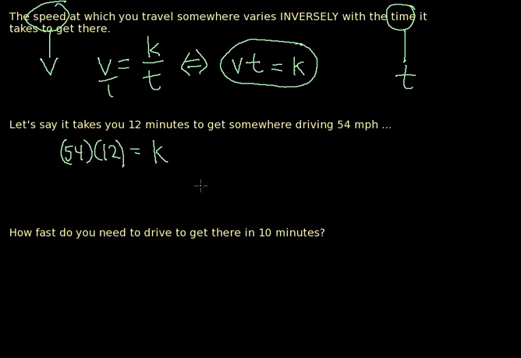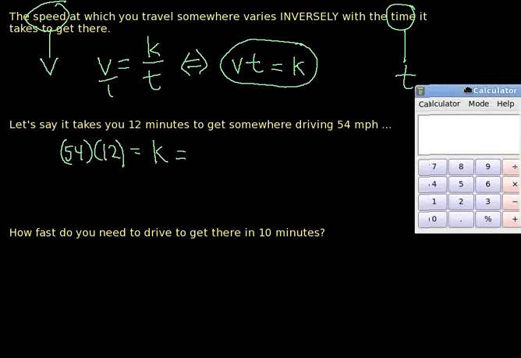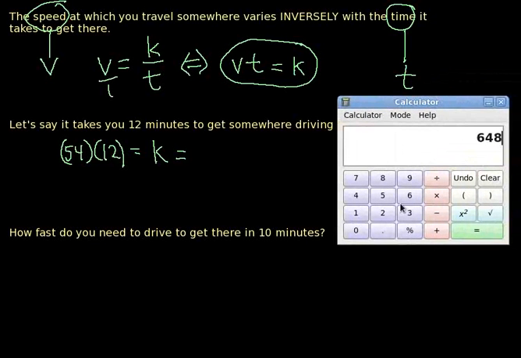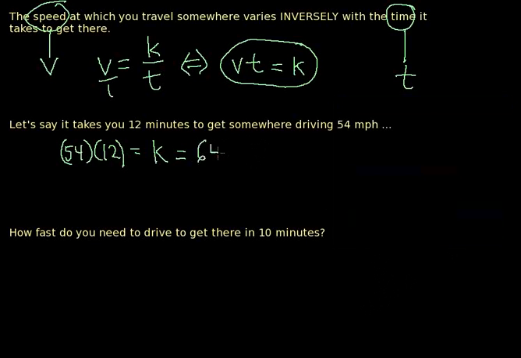Alright, well, a constant is a constant, meaning if we multiply those two values together, and let me get my calculator up here. If you multiply the 54 times the 12, you get 648. So that's my constant. And that's the constant for the entire length of this problem. Anytime you multiply the velocity times the time, you're going to get 648, right?